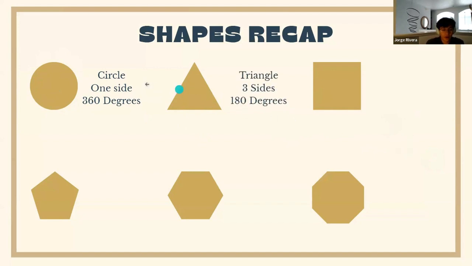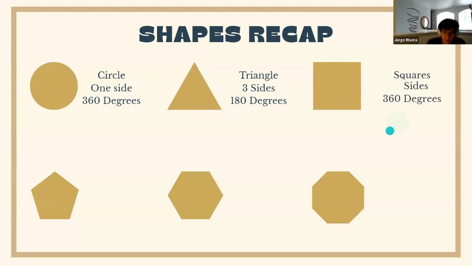With other shapes, the degrees are actually going to come from the inner angles, right? So here we have a triangle. We have three sides, and the sum of all the degrees is going to be 180, right? This is a set amount of degrees, and they always have to equal 180.